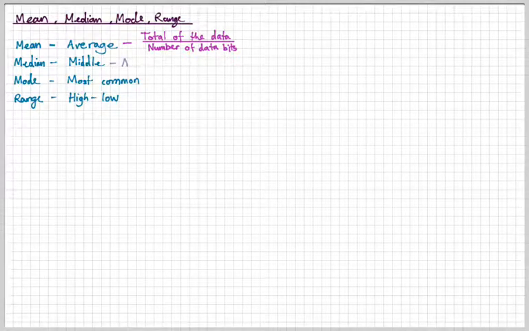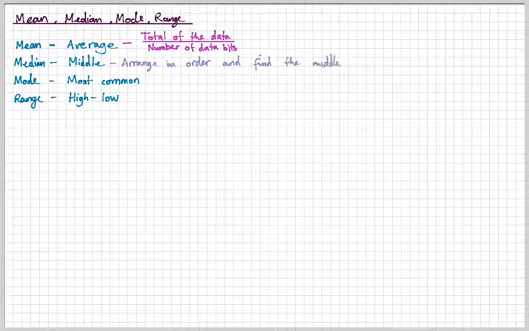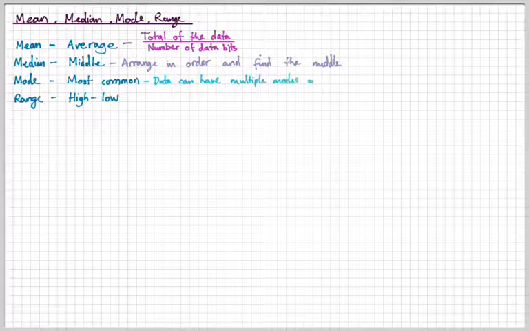The middle number: to find the middle number, you can arrange the numbers in order and find the middle one. The most common: the data can have a most common number. It should be obvious from the data. It can have multiple modes, so there could be more than one mode, or there could be no mode. If every piece of data only appears once, then there would be no most common piece of data.